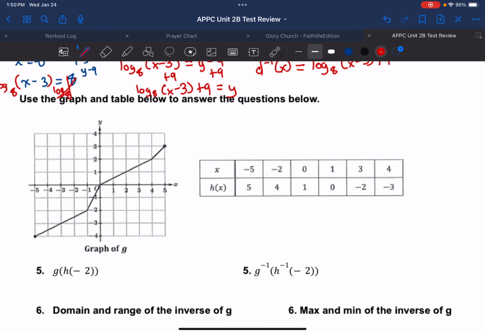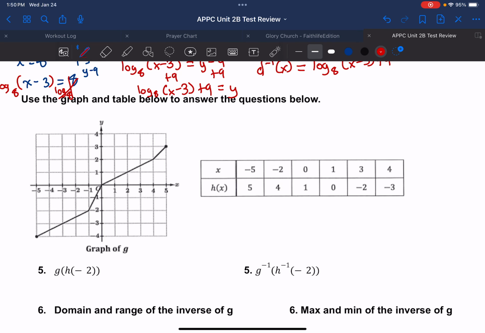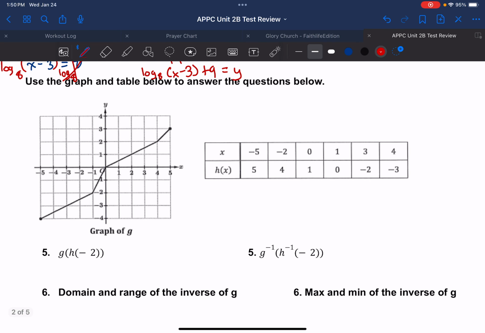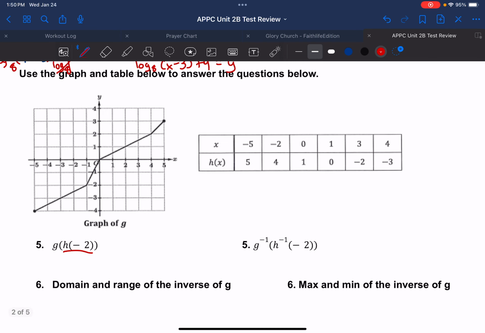Then go in here. We have the graph and the table below to answer the questions. Part 5 wants us to do g of h of negative 2, which is not too bad. So I go to h of negative 2 first. There's not an inverse, so it's just pretty straightforward. So h of negative 2 gives me 4.